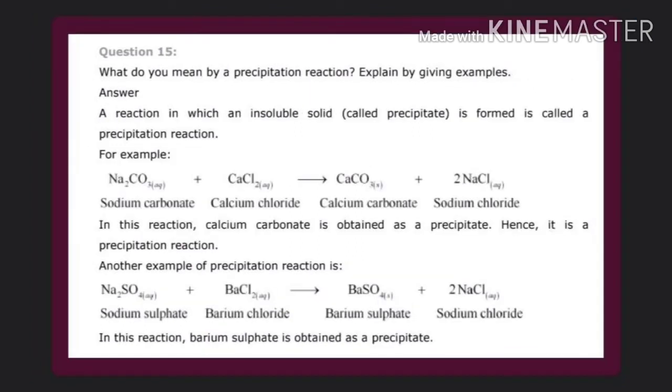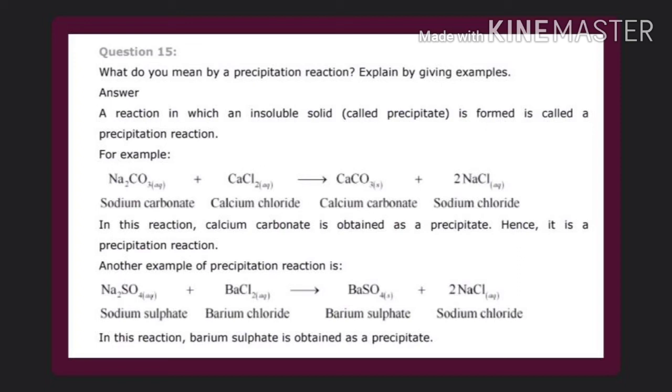Next question. What do you mean by a precipitation reaction? Explain by giving examples of precipitation. So here in this type of questions, you have to give at least 2 to 3 examples. Okay, here I've given 2. If you know one more, you can write on your own. So a reaction in which an insoluble solid called precipitate is formed is called a precipitation reaction.